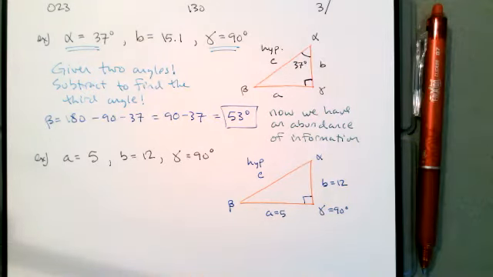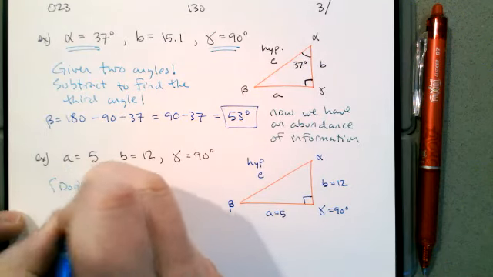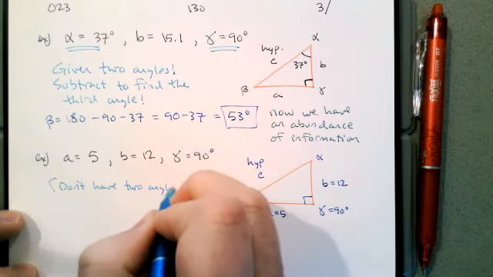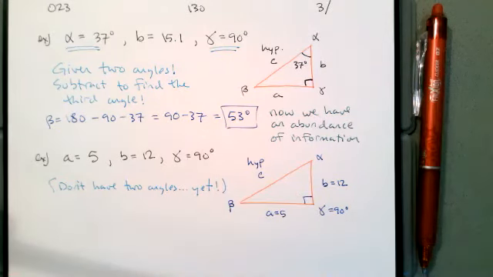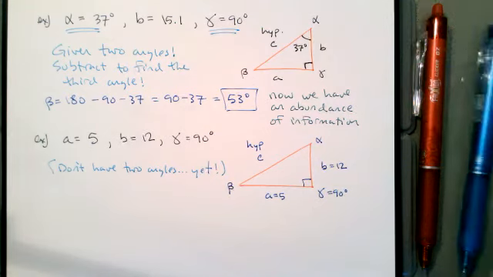So we don't have two angles yet. So we're not going to subtract to find the third side, but we do subtract to find the third angle. So one of our options is to go after the hypotenuse. We have two sides, so we can get the hypotenuse.